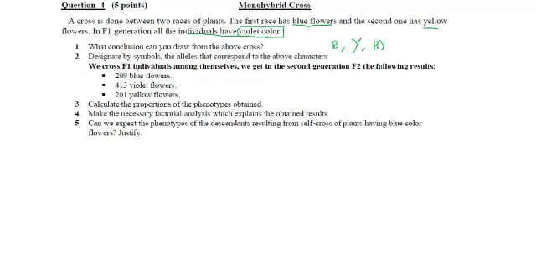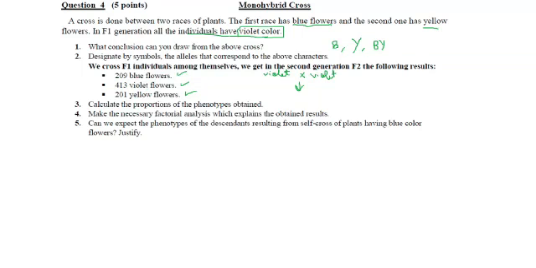We cross F1 individuals among themselves. We get in the second generation the following results: 209 blue flowers, 413 violet flowers, and 201 yellow flowers. So we crossed violet flowers with violet flowers. As a result of this cross, we got blue flowers, violet flowers and yellow flowers.